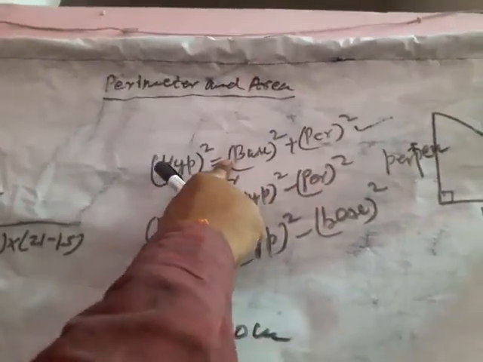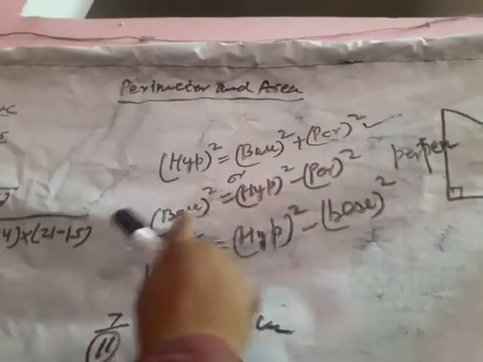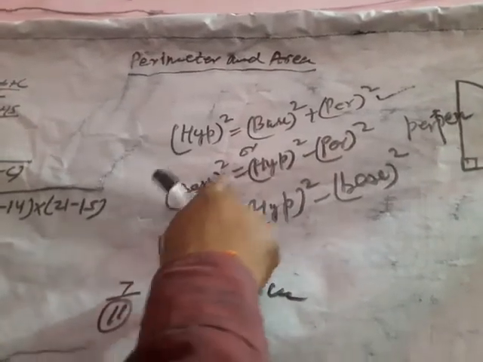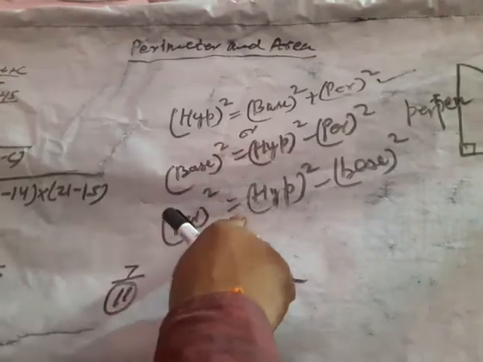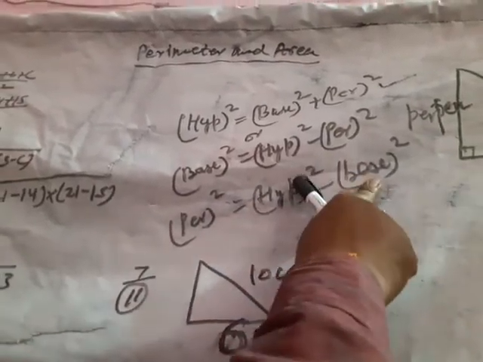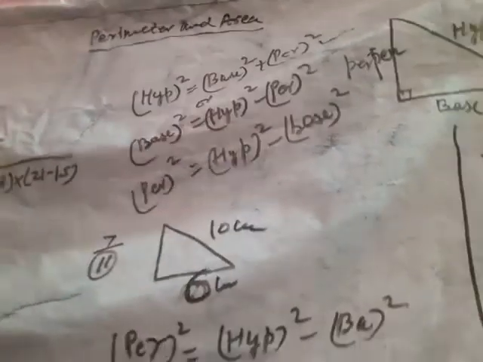With the help of this formula we find two more formulas, 1 and 2: base square is equal to hypotenuse square minus perpendicular square, and perpendicular square is equal to hypotenuse square minus base square. So come to question number 7. In the first part, base is 24 and perpendicular is 7. So you can find the hypotenuse.